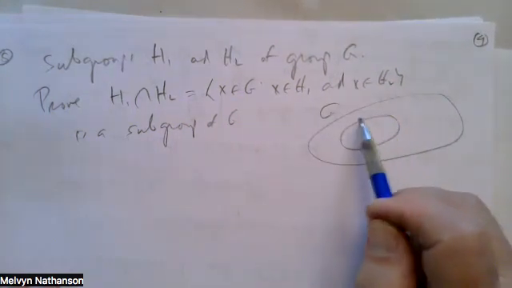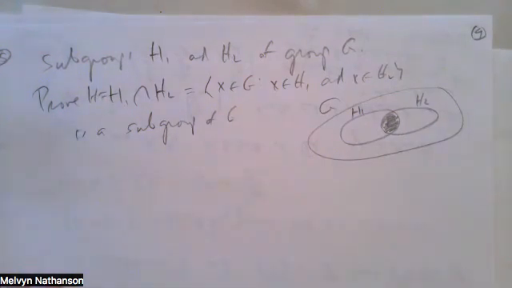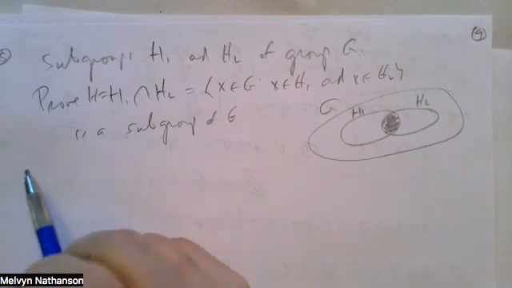So it's like if this is G, here we have H1, here we have H2. That's the intersection. And we want to prove that's a subgroup. Let me call this intersection H. So a subgroup of a group is a subset that has three properties. It contains the identity, it's closed under multiplication, and it's closed under taking inverses.